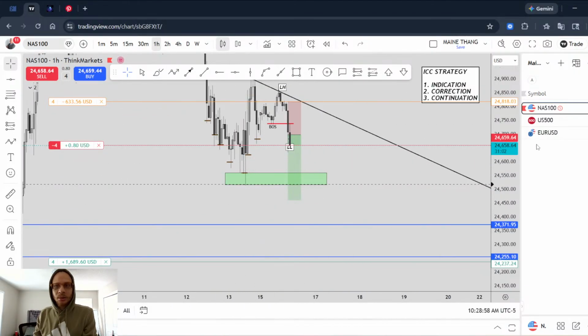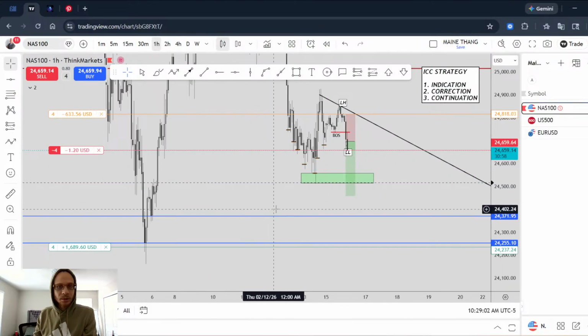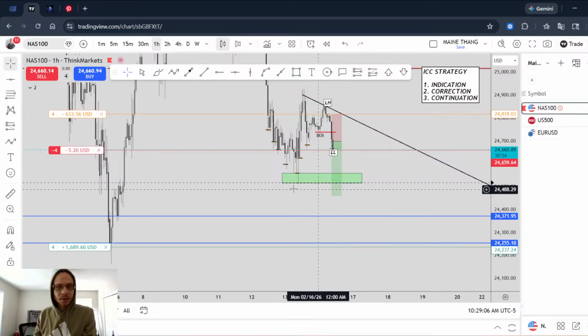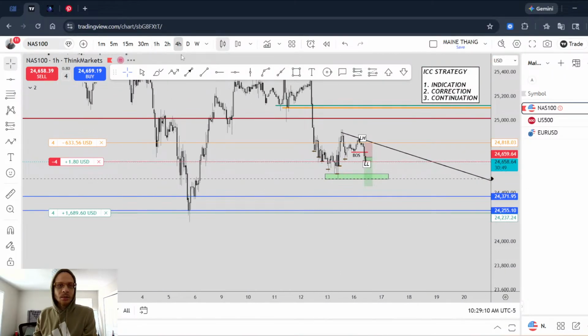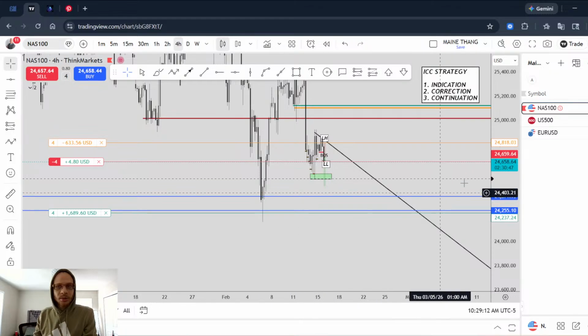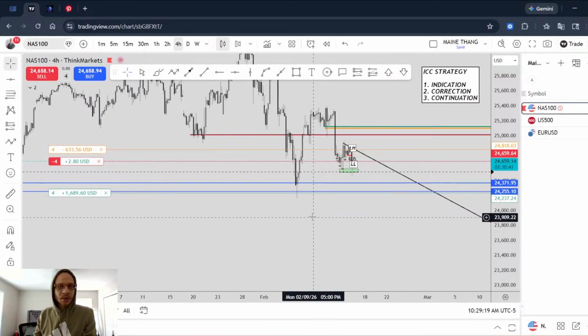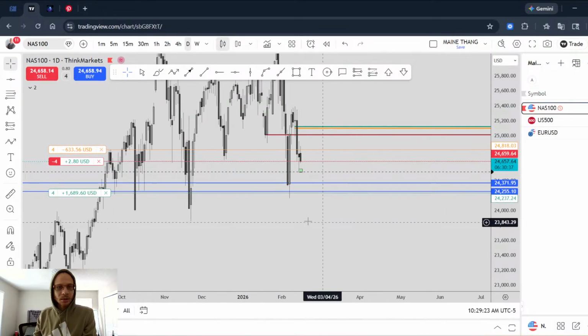On the 1 hour, we got all these wicks here, this big long wick here, so I'm anticipating it taking that out and continuing lower. On the 4-hour time frame, we want to see it take out this low, the blue marker. And on the daily, we do have some equal lows here, so it could be heading towards that.